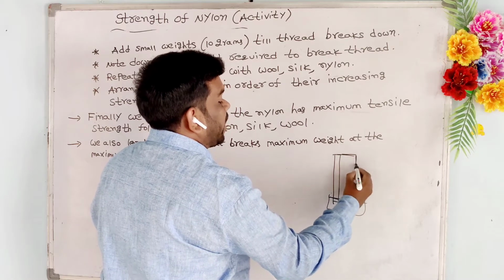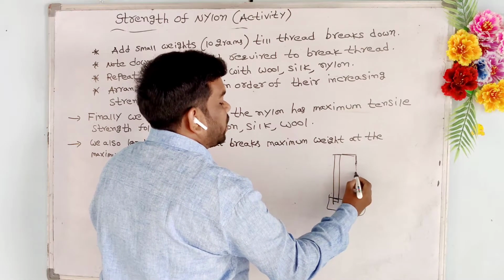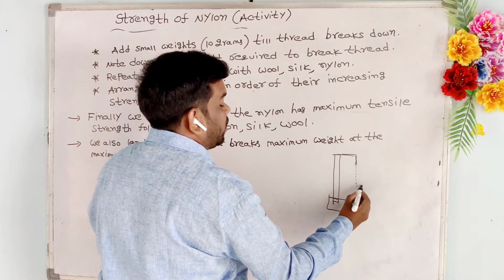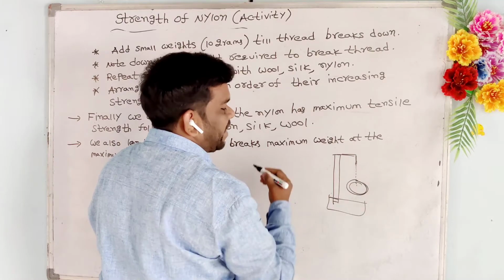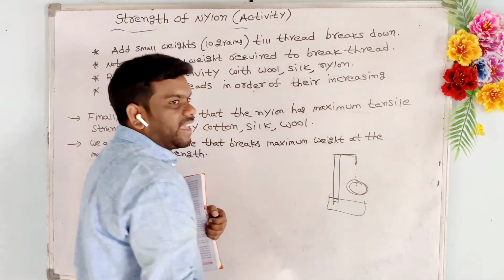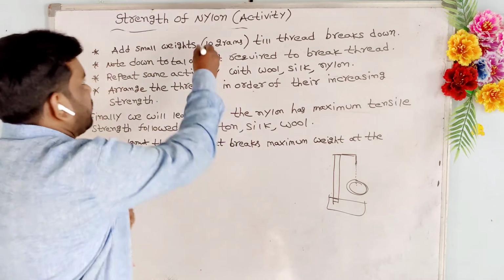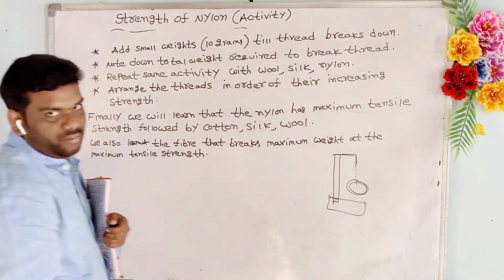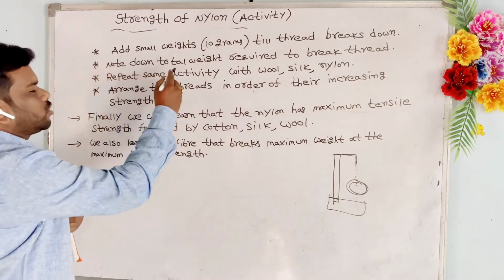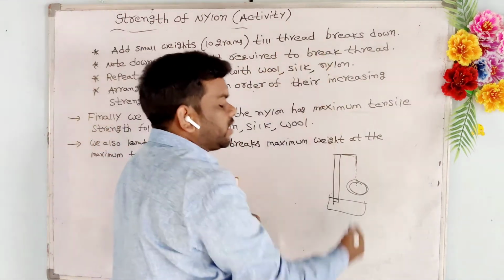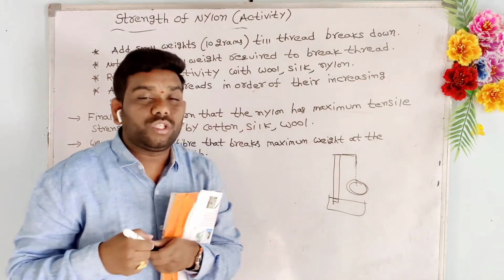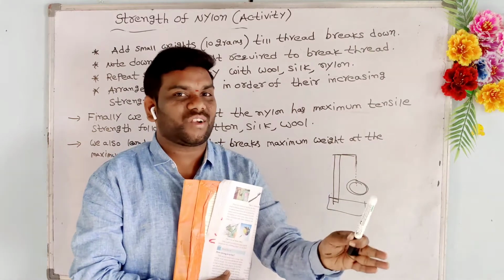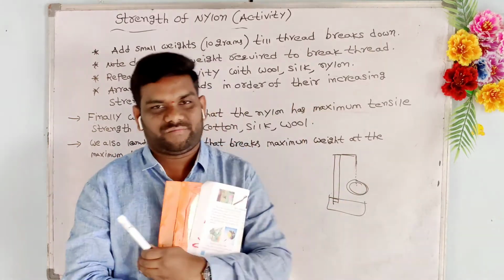Take a thread, take a stand and keep it on the table. Take a cotton thread, tie one end of the cotton thread. Put a weight hanger. In this weight hanger, add small weights, 10 grams one by one, till the thread is broken. Note down the total weight required to break the thread. That is, note the weight at which the thread broke.